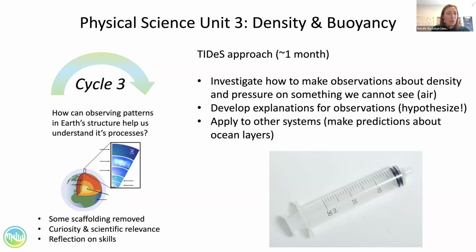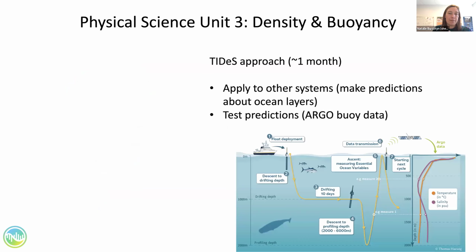So what they're doing is developing their explanations for their observations, which is hypothesizing. And then we use this starting point to apply to other systems, which means that if they can make an interpretation about air, this thing they can't see, and how it relates to pressure, density, buoyancy, they should be able to use that concept to link to the next section when we talk about ocean layers.